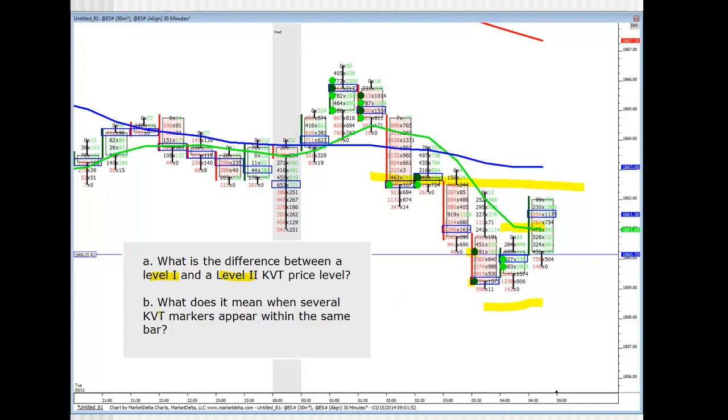What does it mean when several KVT markers appear within the same bar? So if we start to see a lot of them in the same bar as we did here and as we did here, well, it means that this is a key price level that is experiencing heavy participation, and we are likely to experience a strong move at the conclusion of that period. So when you begin to see lots of KVT markers in a single period, that really is significant. Keep your eyes open. There's a potential move on the horizon.